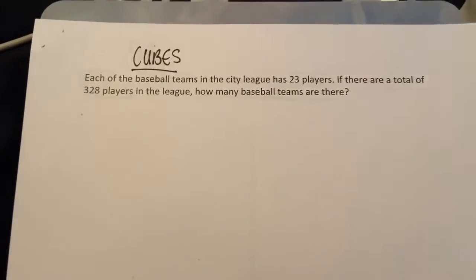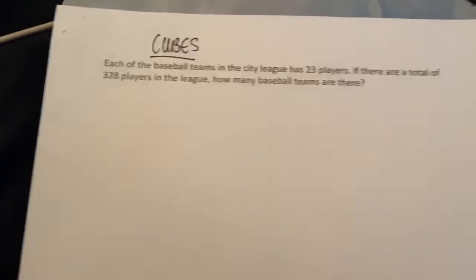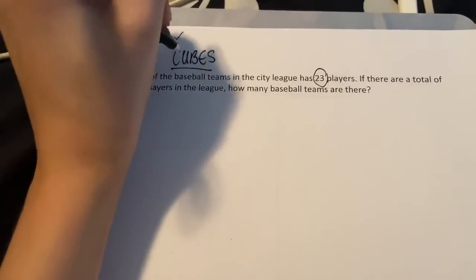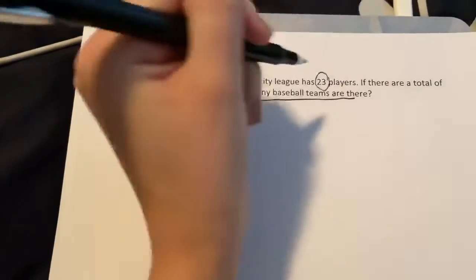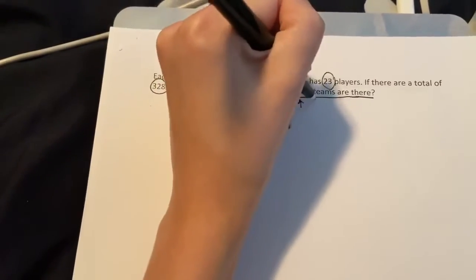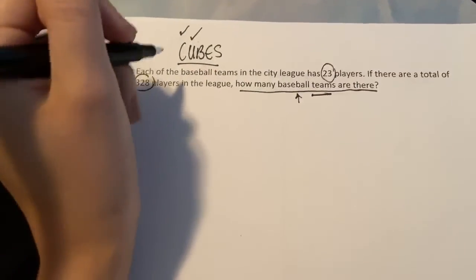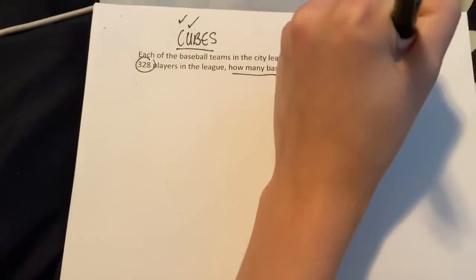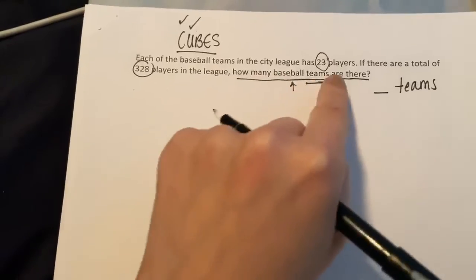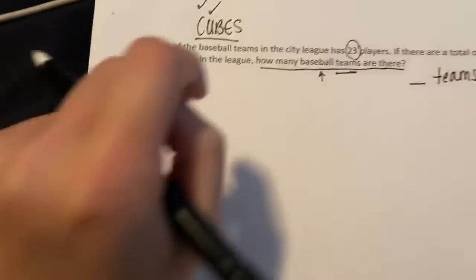So C, we're going to circle those important numbers. So I see that I have 23 and 328. Underline the question. My question is, how many baseball teams are there? So that's what my answer needs to be, blank teams. So I'm going to put that right here, blank teams. That should always be my answer for this. How many baseball teams are there? There are blank teams.